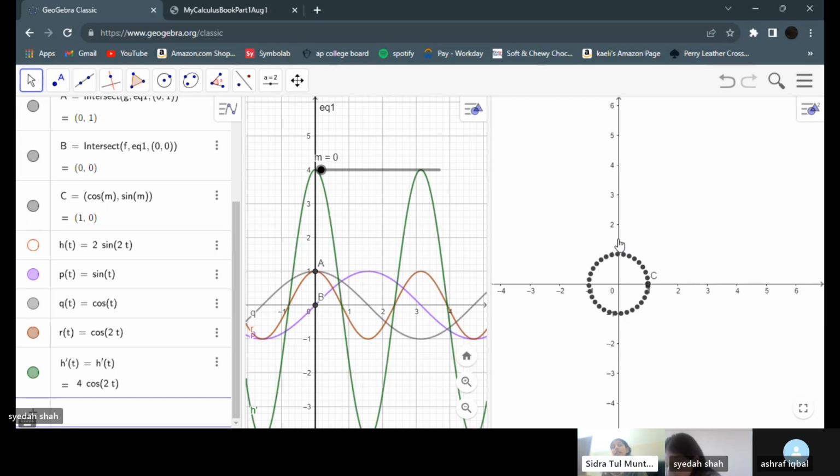And then if you take the derivative of velocity, what would it be? What's the derivative of velocity? Acceleration as well?